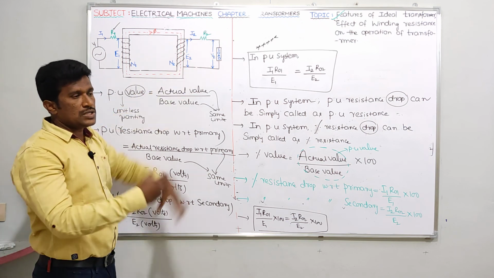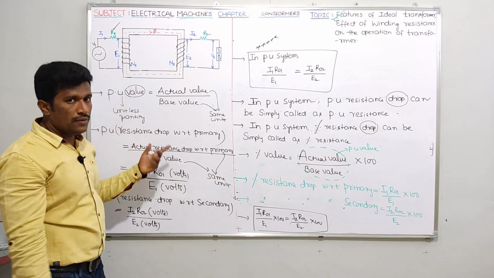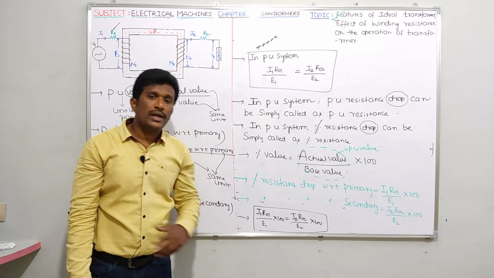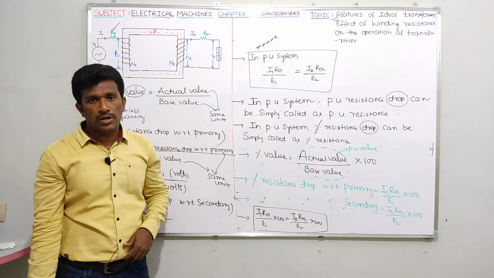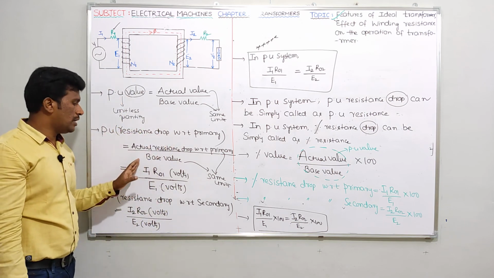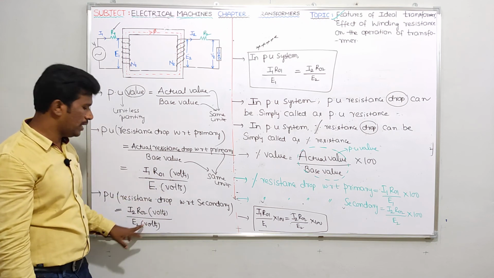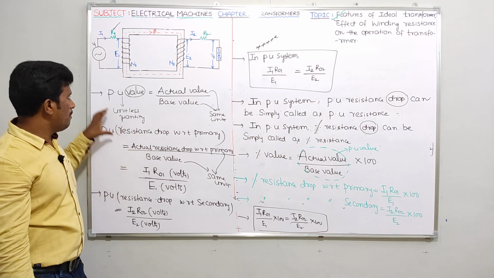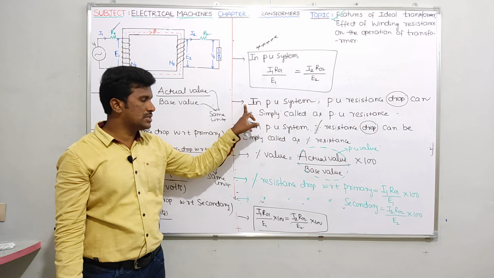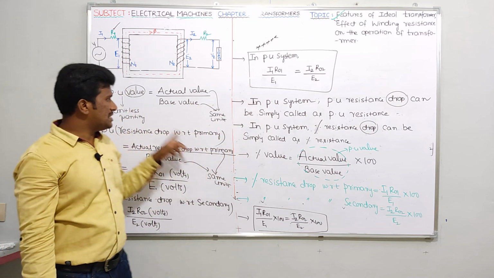R02. Suppose I ask you the total full load copper losses, you can write I1 square R1 plus I2 square R2, or I can say I1 square R01, or I can say I2 square R02. Both are the same only. And if you see the per unit concept, per unit resistance drop with respect to primary means I1 R01 by E1. With respect to secondary means I2 R02 by E2. In the per unit system, per unit resistance drop can be simply called per unit resistance. That one I had given as a note here. And these two values will be equal. This is very important.